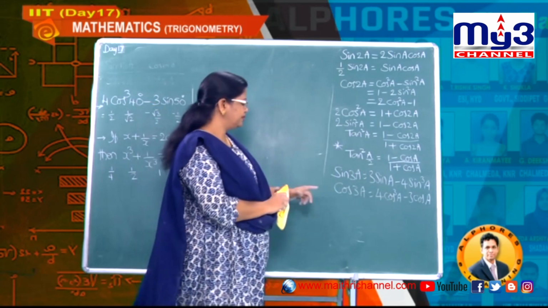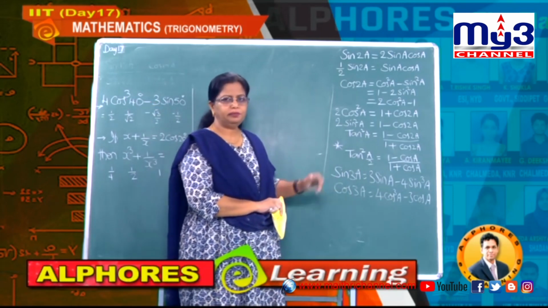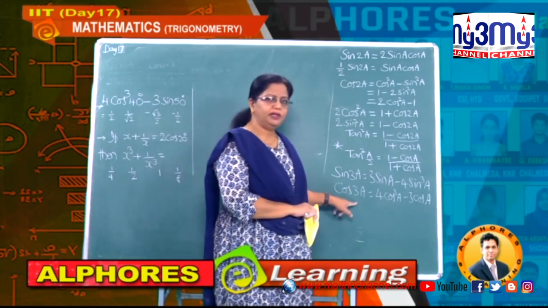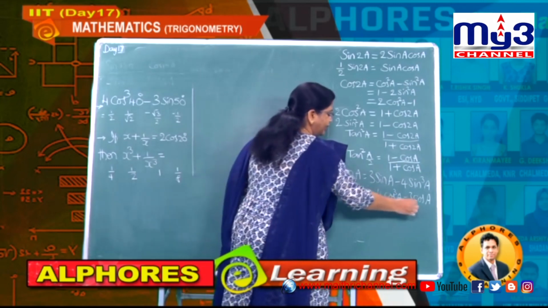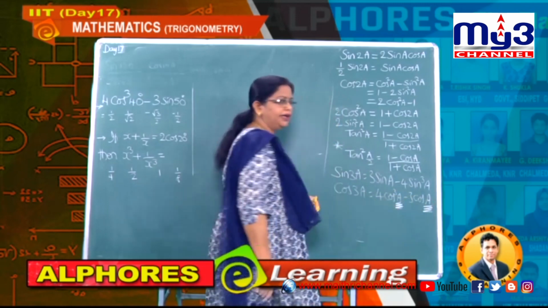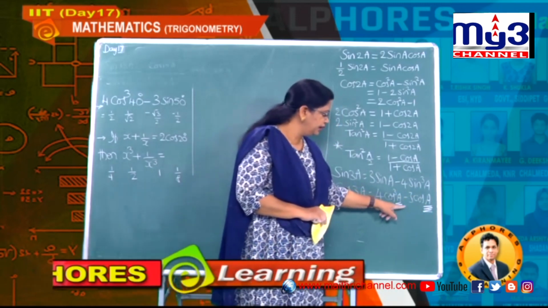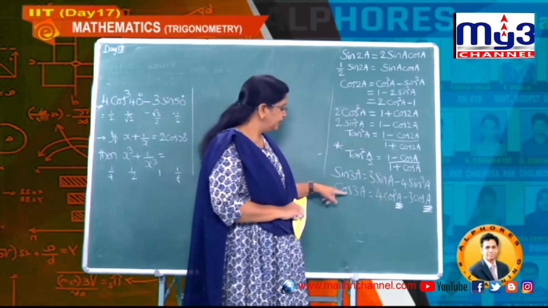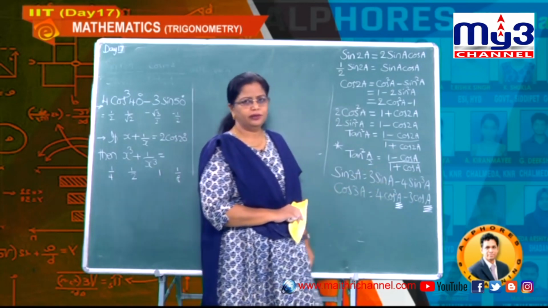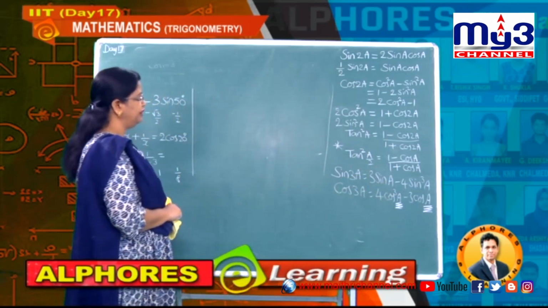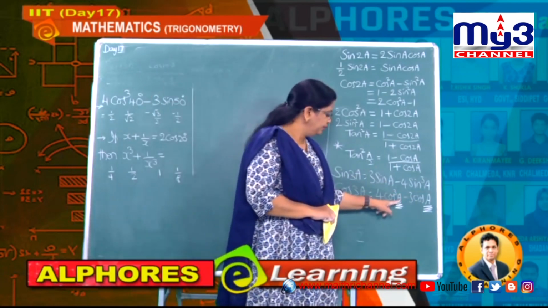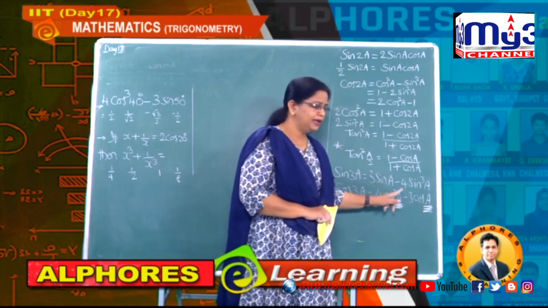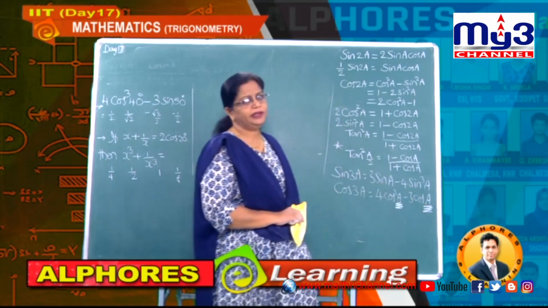So students observe, this is your cos 3a formula. What is the cos 3a formula? Your observation, this is 4 cos cube a and here also a. So 4 cos cube a minus 3 cos a, then you can write cos 3a. Now in this one, both the values you observe must be in cos and both must have the same angle.